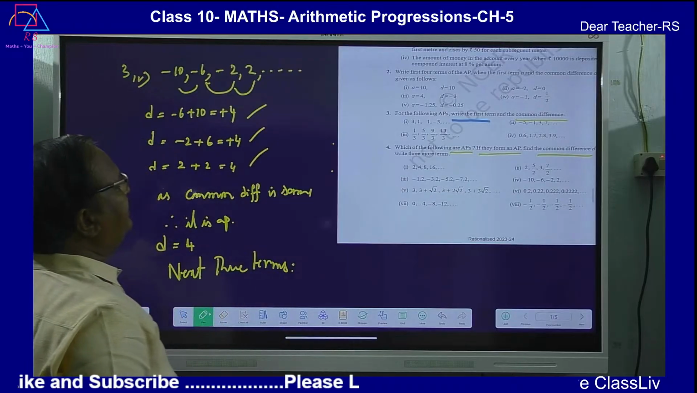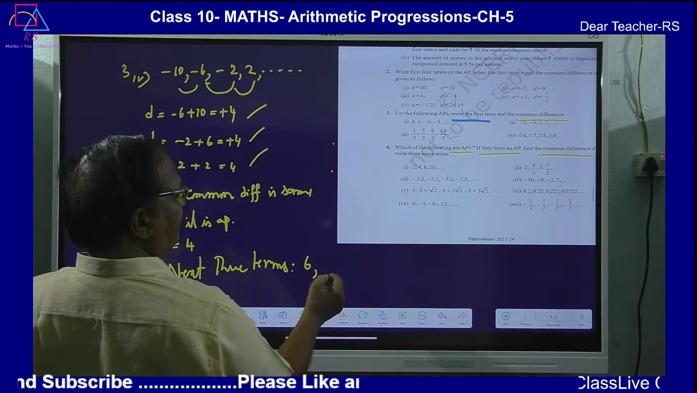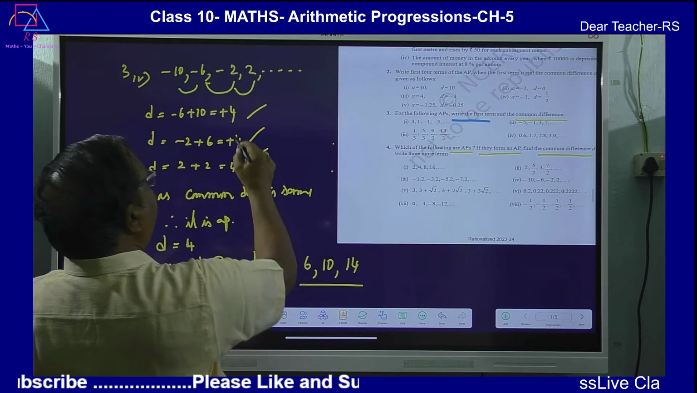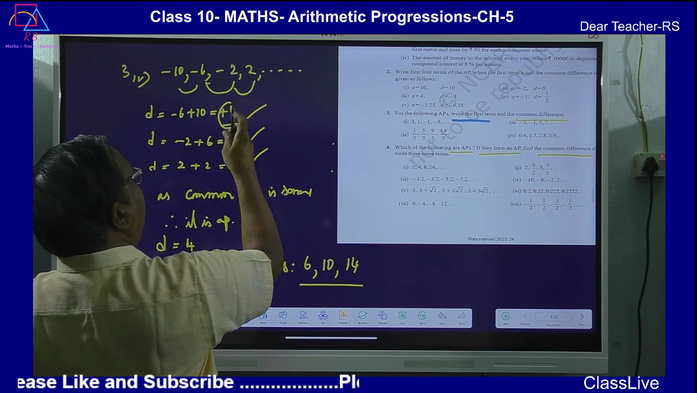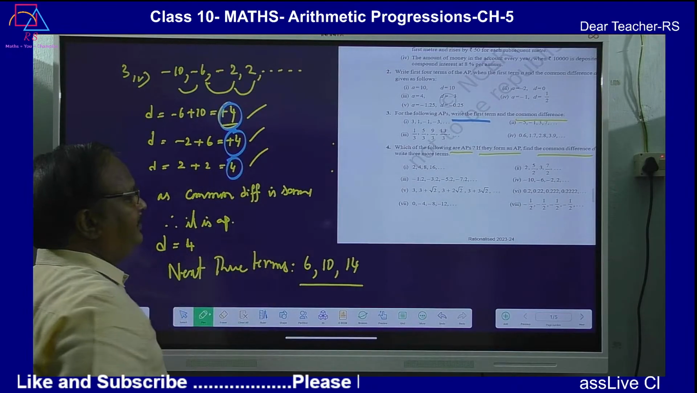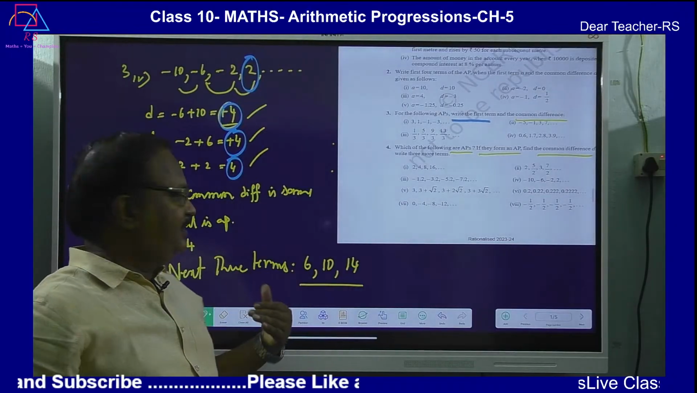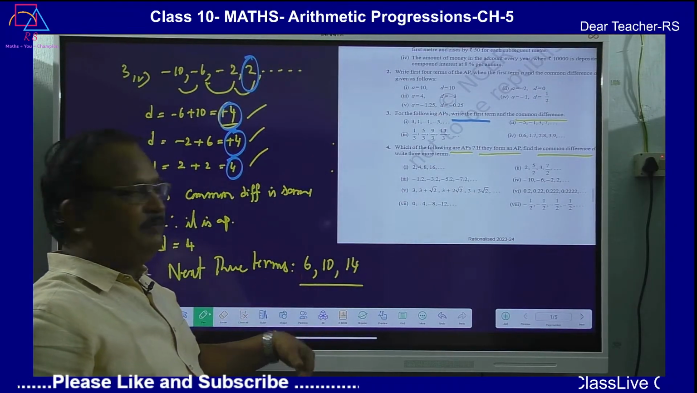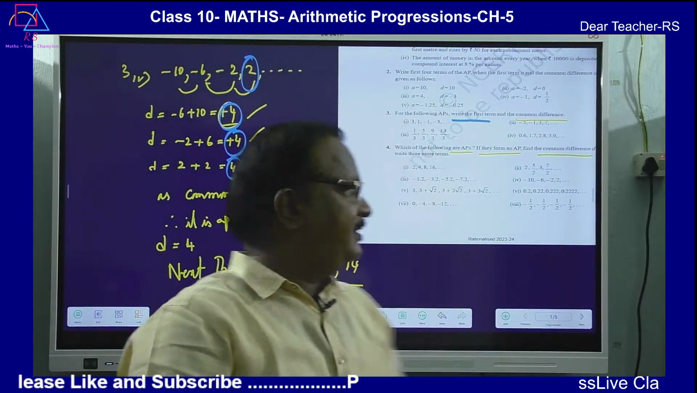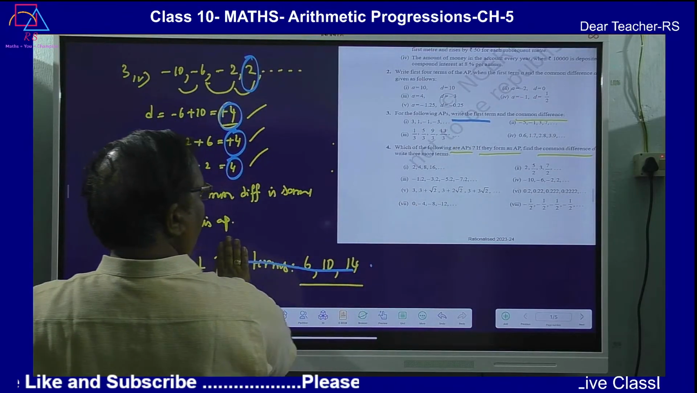Next 3 terms: 2 plus 4, 6; 6 plus 4, 10; 10 plus 4, 14. That means you have to add the common difference to the terms to get the next. So 2, 2 plus 4 is 6, 6 plus 4 is 10, 10 plus 4 is 14, and so on.